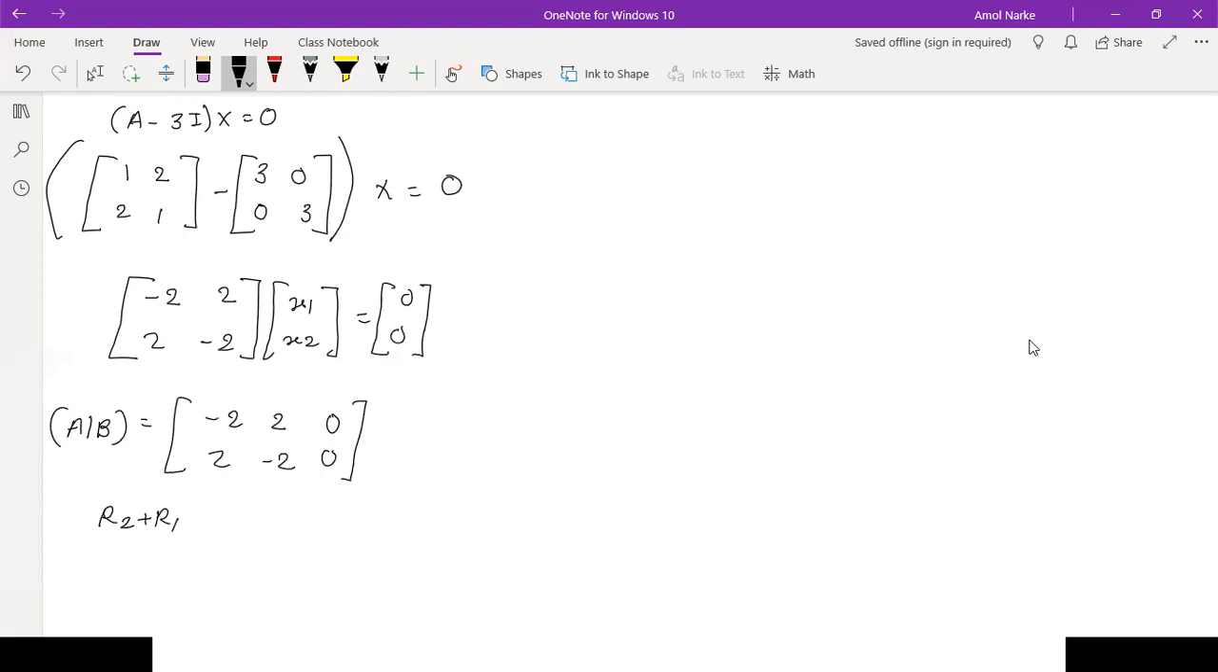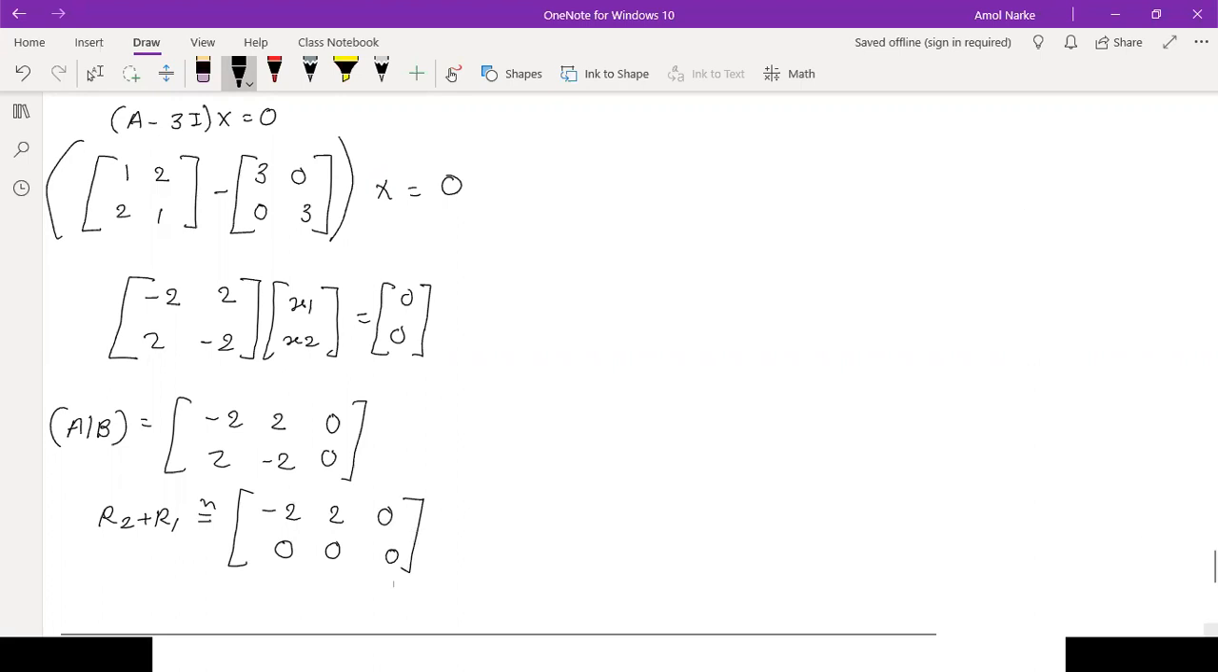R2 plus R1. Yes or no? So what are you getting? Minus 2, 2, 0. If I add this, I'm getting 0, 0, 0. What is my rank here? 1. Rank is 1.